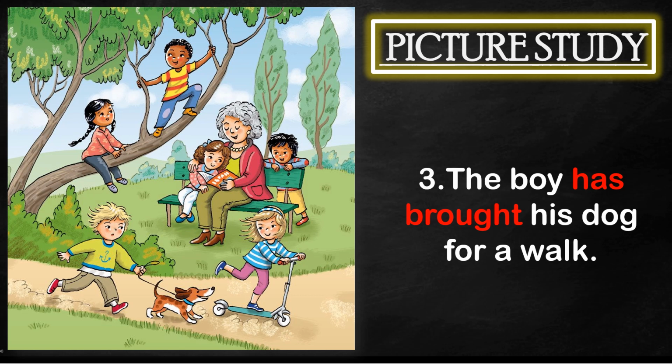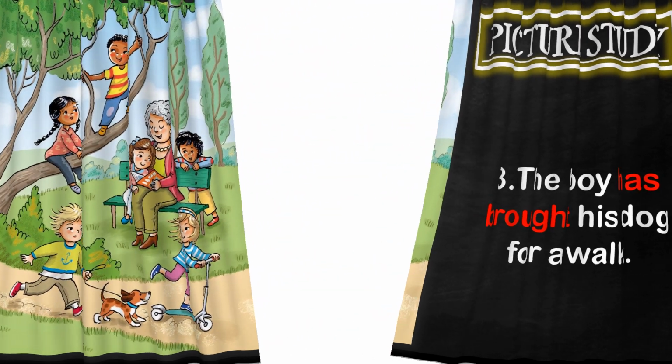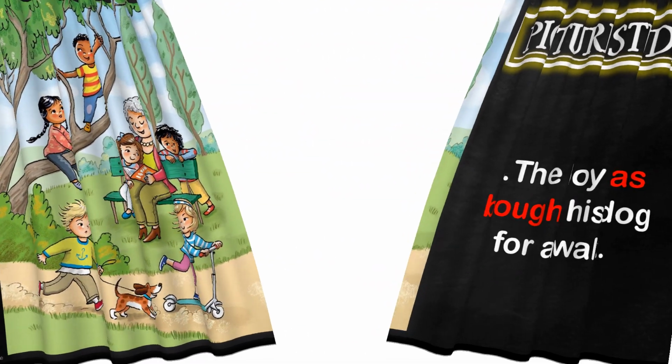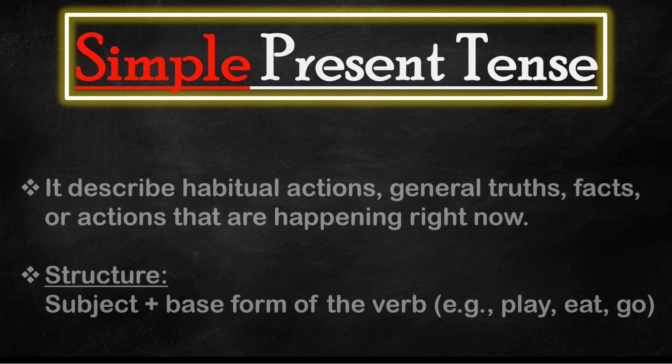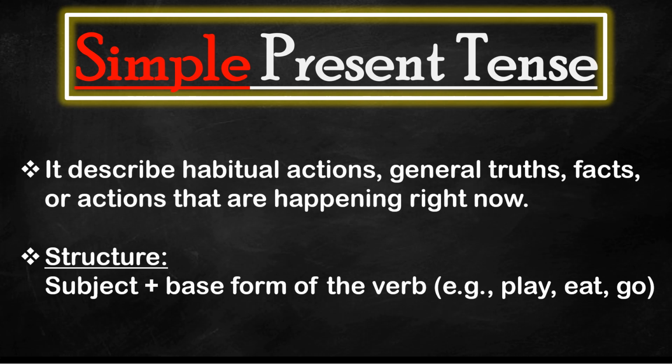And did you realize in just 3 sentences we have already learned what the types of present tense are? Let's see how. The first type is simple present tense. It describes the habitual actions, general truths, facts, or actions that are happening right now.